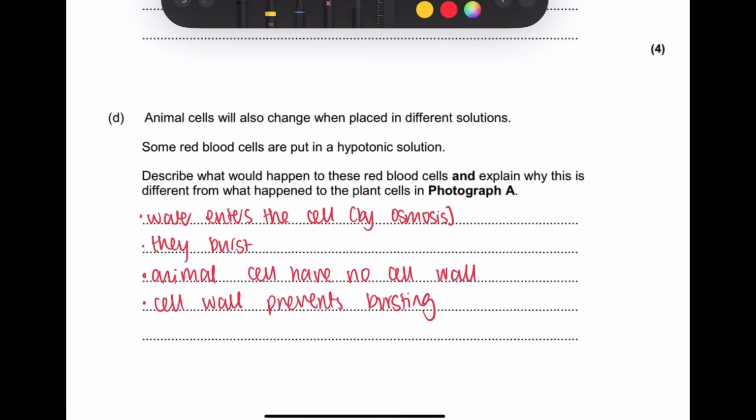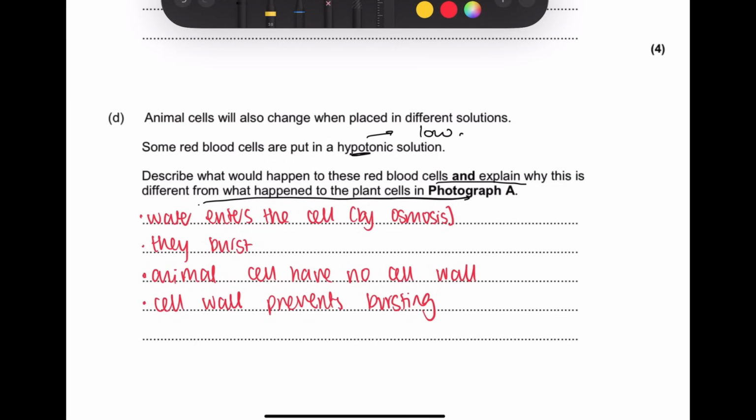D. Animal cells will also change when placed in different solutions. Some red blood cells are put into hypertonic solution. Describe what would happen to these red blood cells and explain why this is different to what happened in the plant in photograph A. So what is a hypotonic solution? That is when it's low.